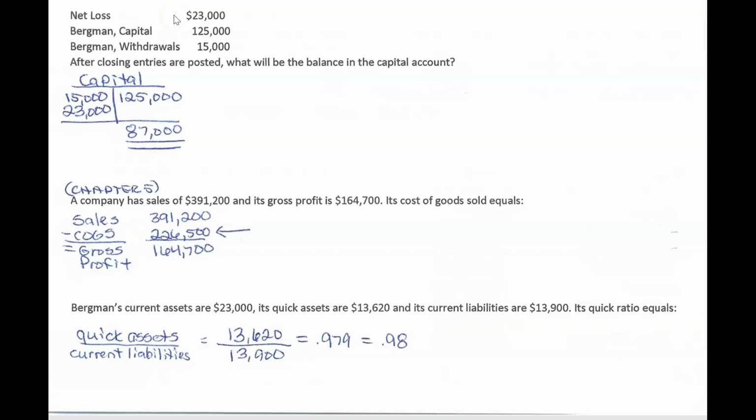A net loss is going to decrease capital because capital needs to be used to make up for the fact that they lost money. If it was a net income, then you would be crediting the capital account to increase it. Since it is a net loss, you're going to be debiting the capital account to decrease it. That's why we have a debit of $23,000 here for the net loss. Then the new balance in the capital account is $87,000.